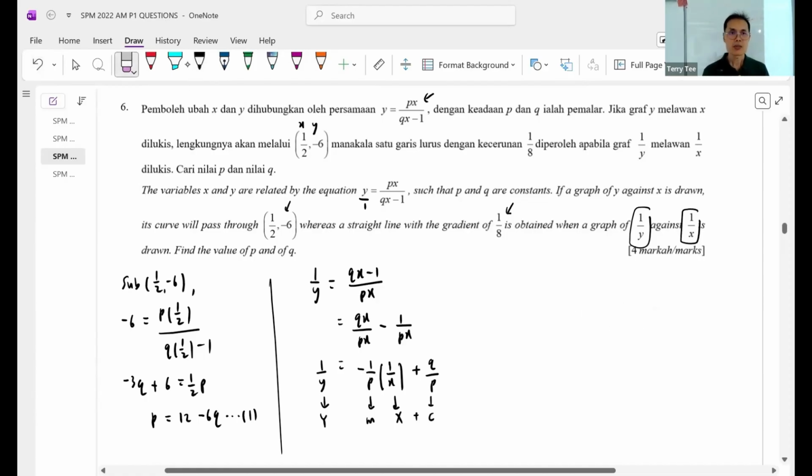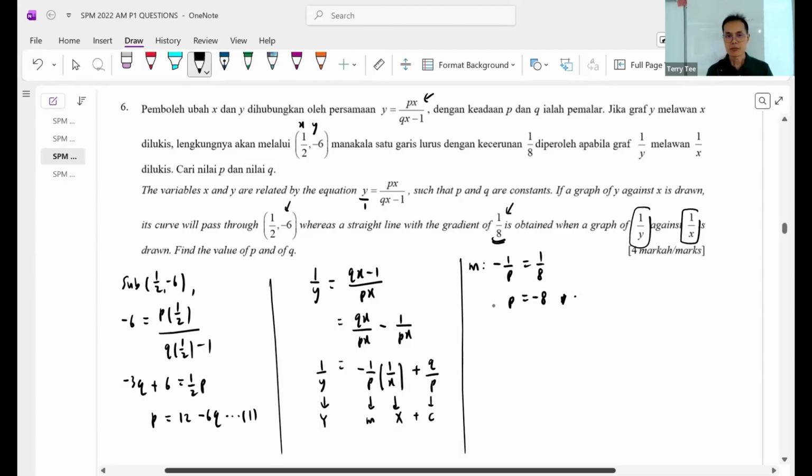Okay. Now, next, what we're going to do is find out your gradient from your linear form here and compare with the gradient given. The gradient given is 1 over 8. So we say negative 1 over p is 1 over 8. What is your p? Your p is negative 8. Right? Everybody? P is negative 8.